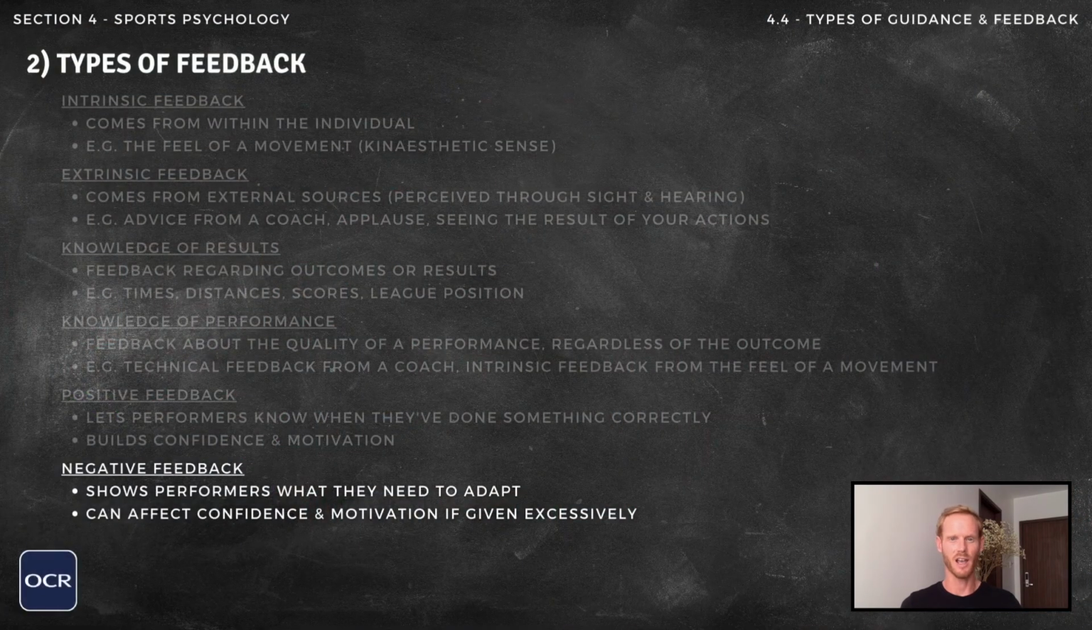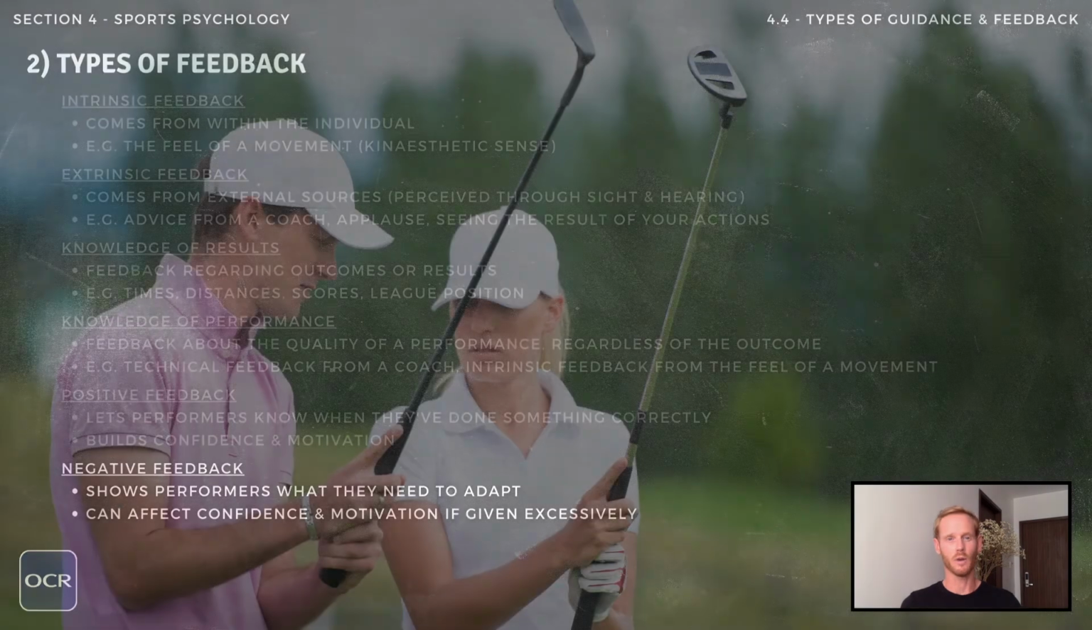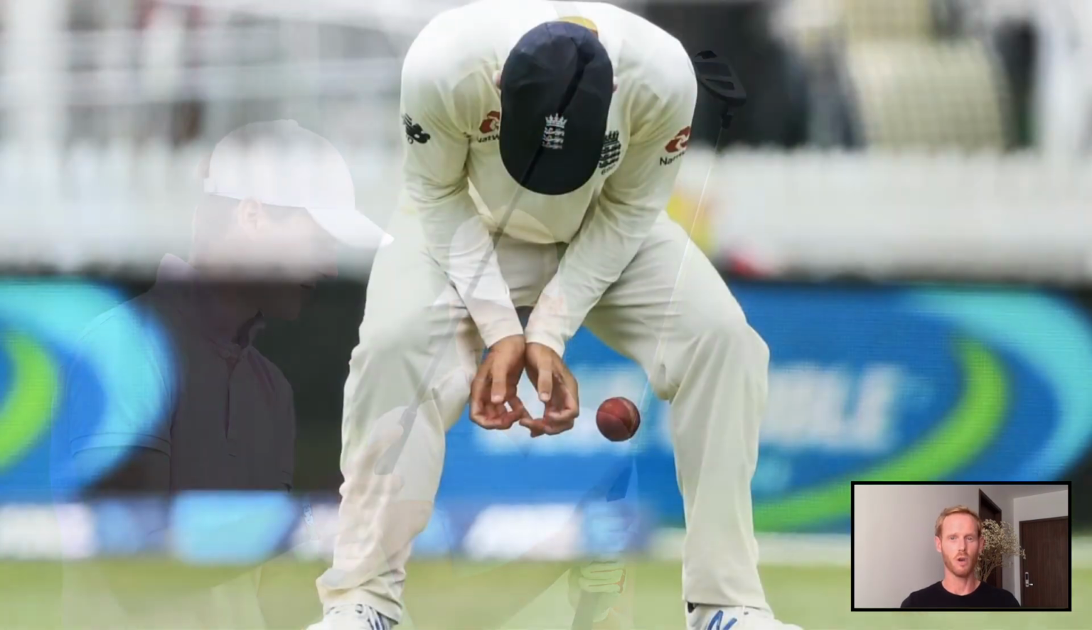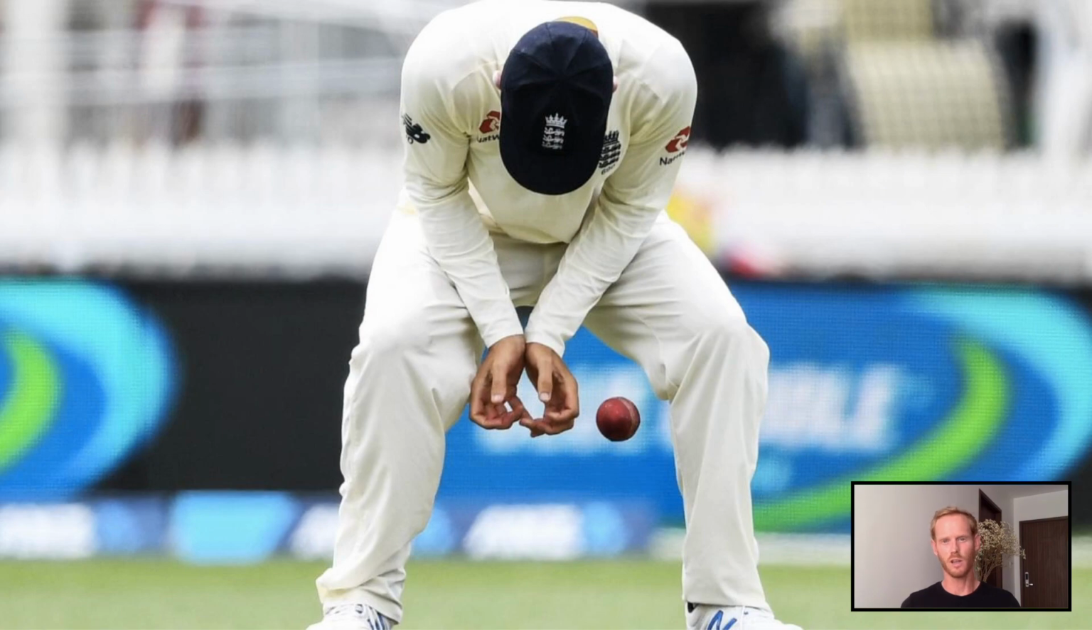Negative feedback, on the other hand, is information about an unsuccessful outcome, which can be used to improve performance as it shows learners what they need to adapt. For example, a coach tells a golfer that their grip is incorrect, and a dropped catch in cricket tells the fielder that there was something wrong with their technique. Negative feedback should be used sparingly, particularly when dealing with beginners, as it may affect confidence and the motivation to keep trying.